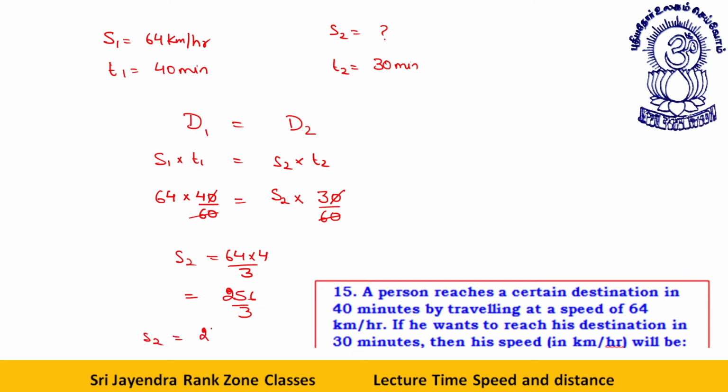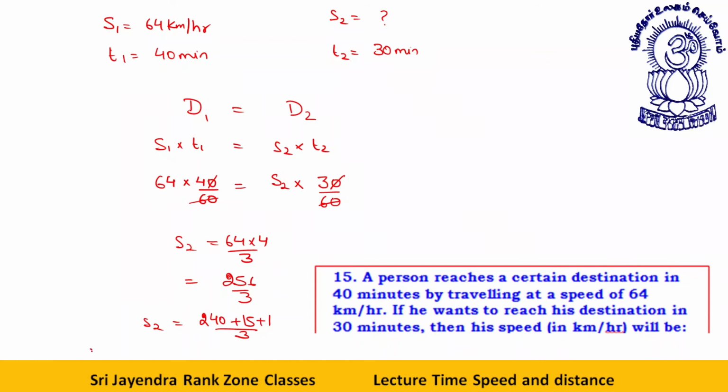To make it easy, I'll write it as 240 plus 15 plus 1 by 3. All the numbers given below are divisible by 3. So this is 80, then 5, then 1 by 3. 85 1 by 3. This is your answer.